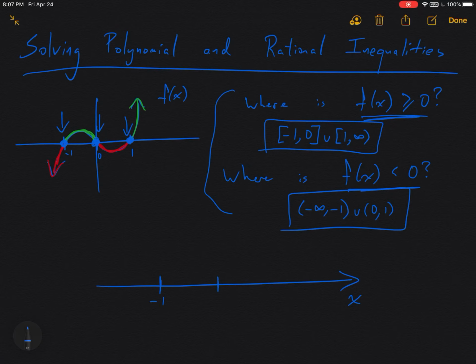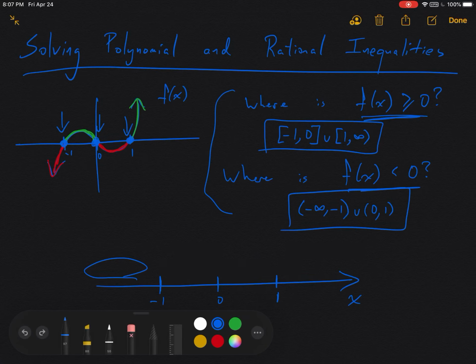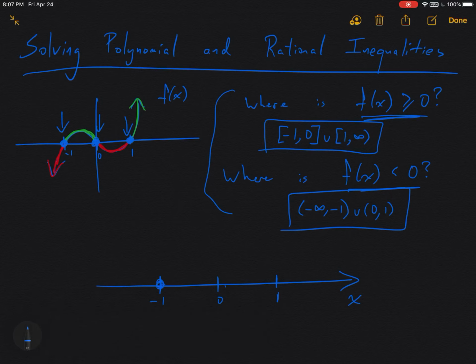We'll plot all of the zeros of f. So I would plot -1, 0, and 1. And we know how to find the zeros of a polynomial already, so we start by just finding the zeros. Then what we know is that on each of these intermediate intervals, on each of these 4 intervals, the sign for f is going to be either positive or negative that whole time, because the only time that f is allowed to change sign is at these 3 points.